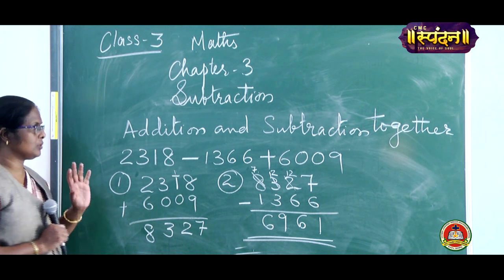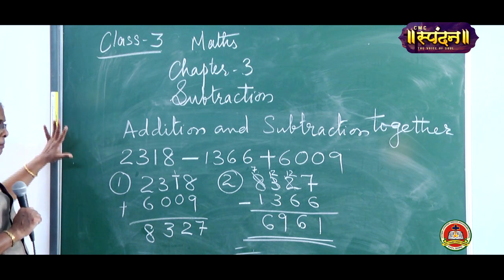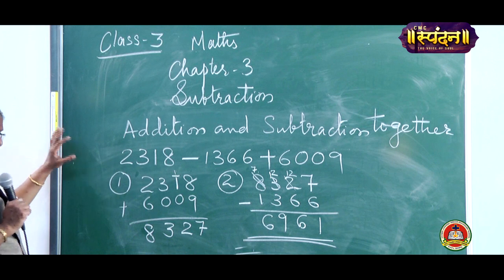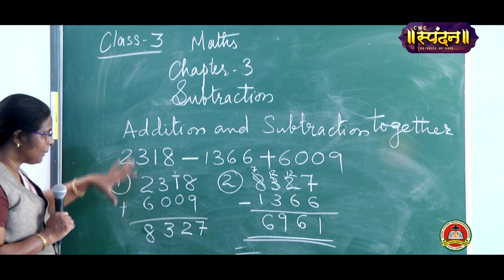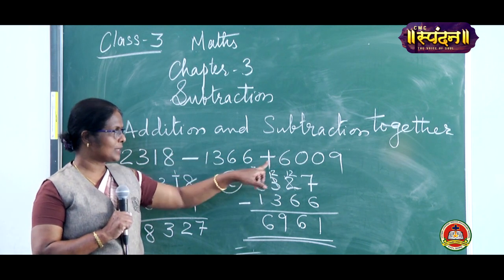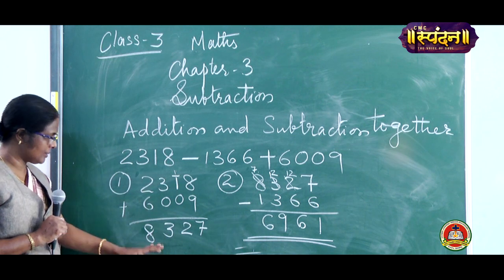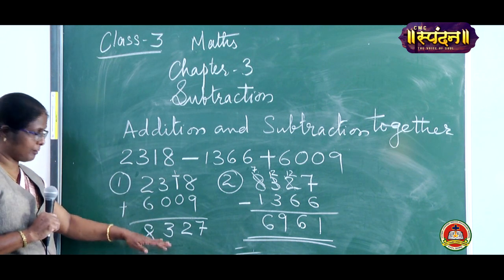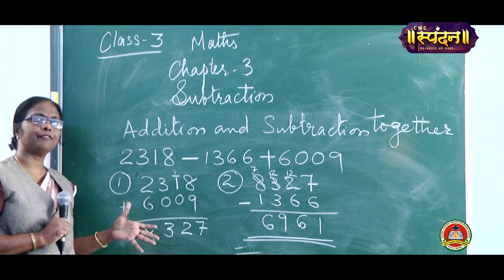I hope you have understood how to add and subtract together. It is not a big thing, it's very easy. The numbers which have the plus sign, you have to add them together. You have seen here 2318, and one number which has a plus sign, isn't it? So add these two numbers first. You get the answer. From this number, you have to subtract the third number. You get the final answer.